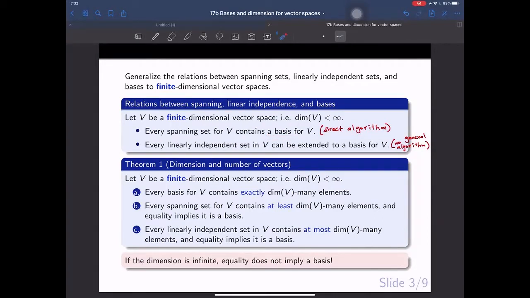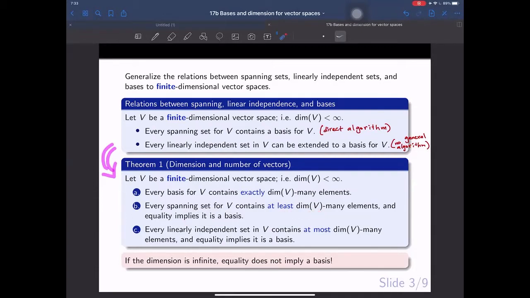If I have a linearly independent set in V, then I can add enough elements until I get a basis. And for this one, there is no general algorithm. Thanks to this, I can say the following about the connection between the dimension of a vector space and the number of vectors in these special sets. Every basis for V contains exactly dimension V many elements, but every spanning set for a vector space contains at least dimension V many elements. And if it's equal, then I have a basis.